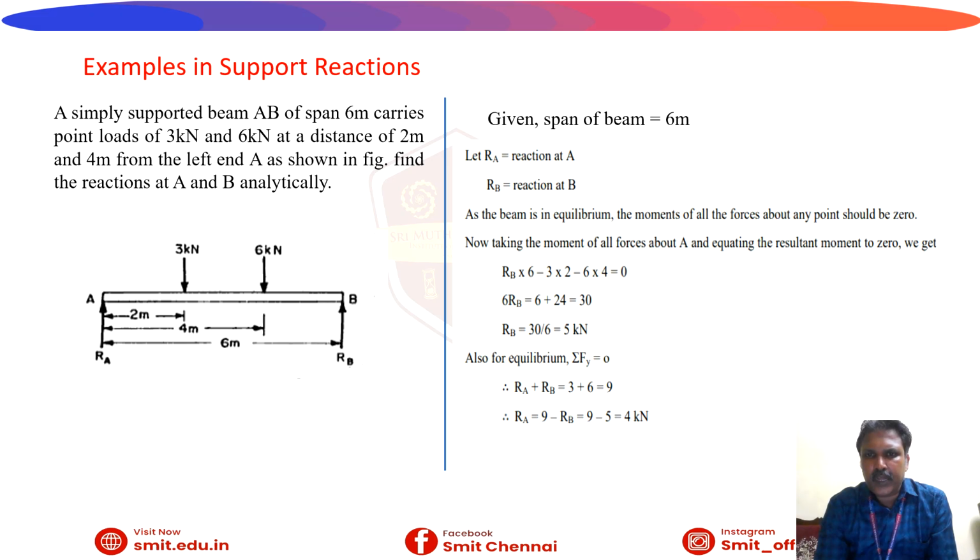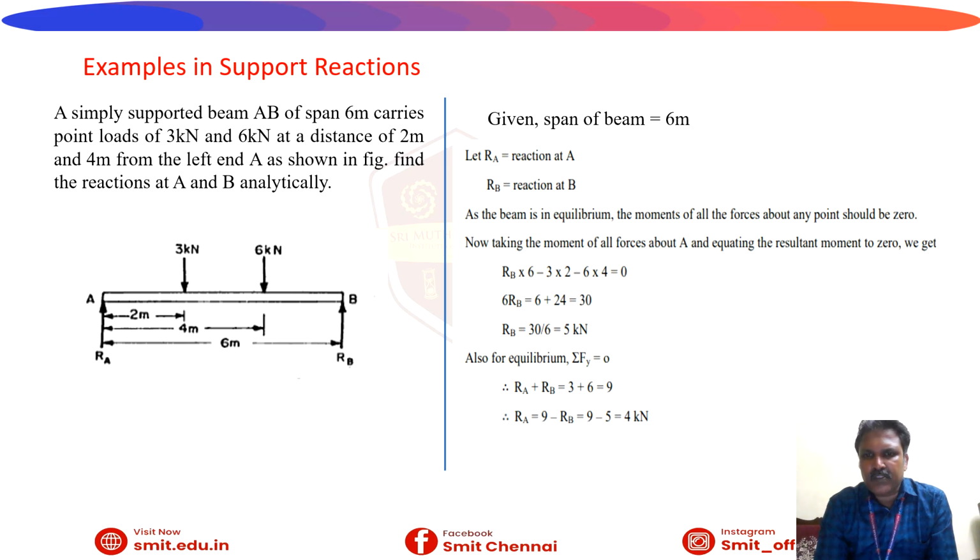Then the reaction at A is taken as RA, and RB is the reaction at B. As the beam is in equilibrium, the moment of all forces about any point should be 0. Now taking the moment of all the forces about the point and equating the resultant moment to 0, we get, now we are taking the moment: RB into 6 minus 3 into 2.